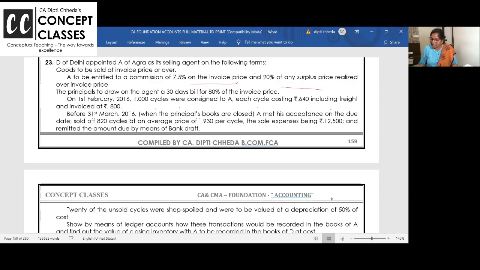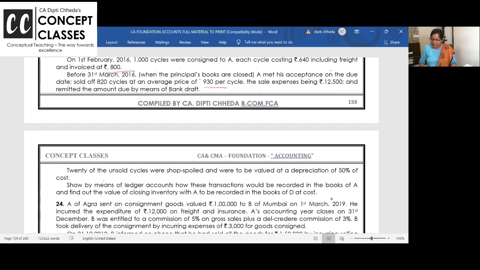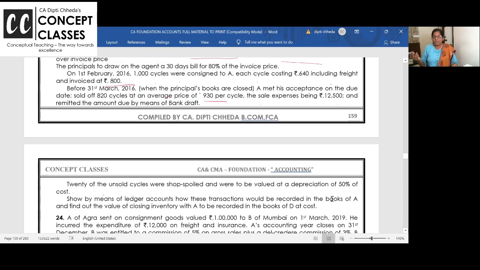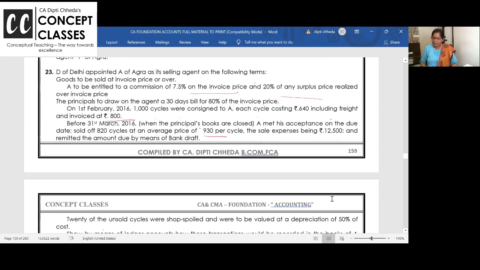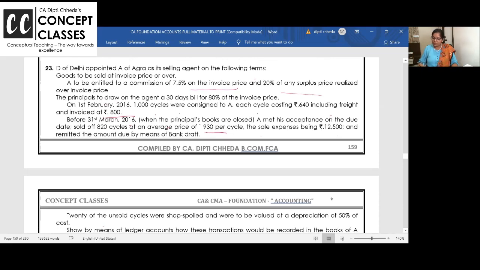March 38, A met the acceptance, sold off 820 cycles. Super! We supplied you to sell at 800, you are selling at 930. So we'll give you overriding commission. Selling expenses are given. Exactly the same problem as what I have done now. 23rd problem. 20 of the unsold bicycles are at shops and they were to be depreciated. Yes, sometimes the value of stock lying unsold also reduces.